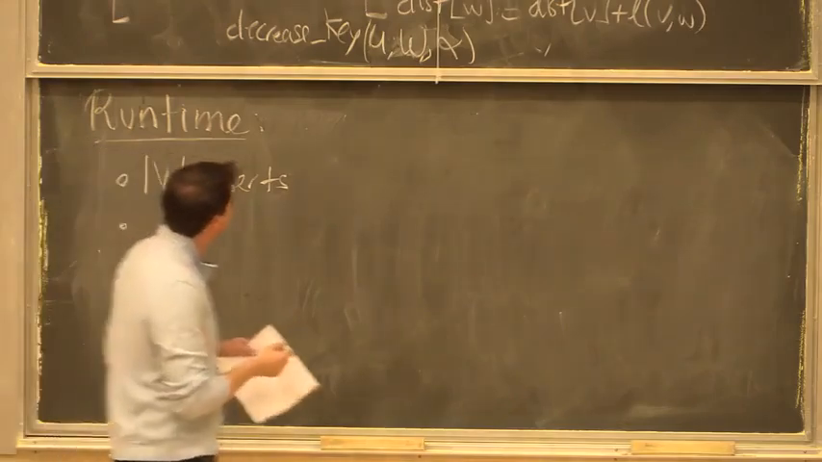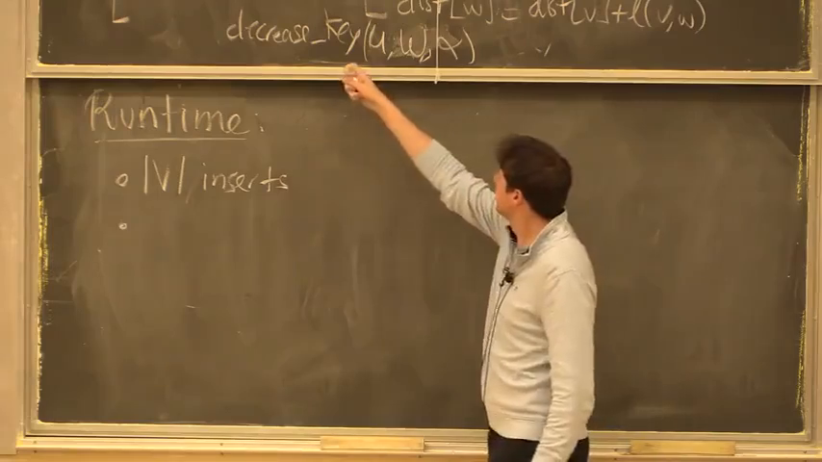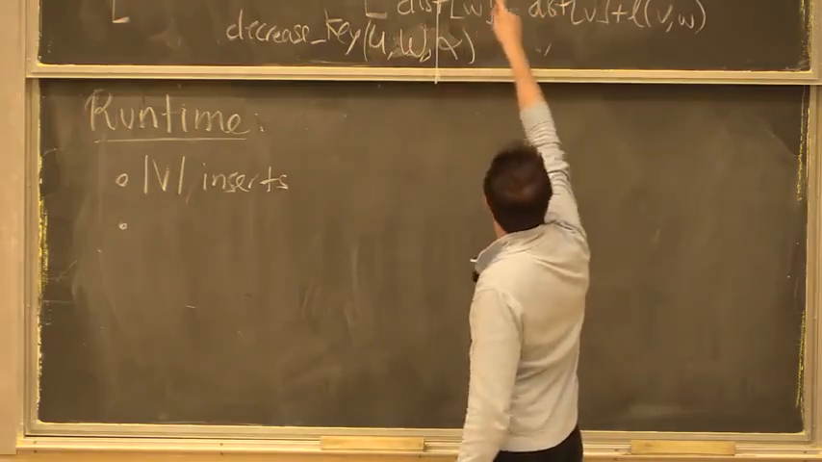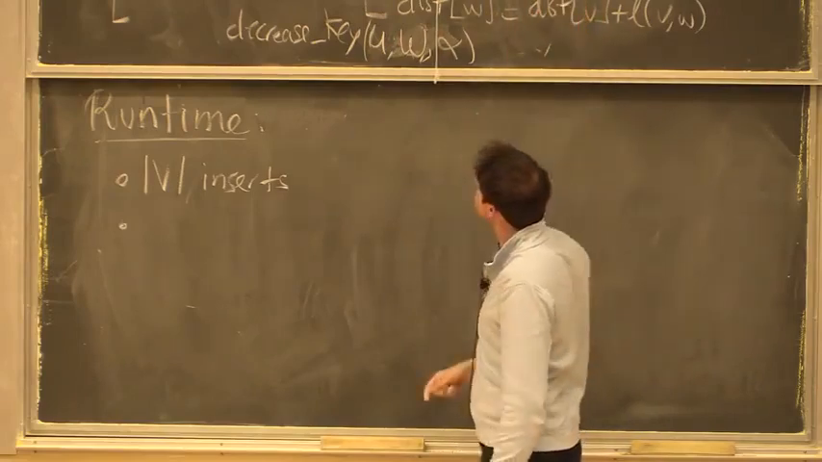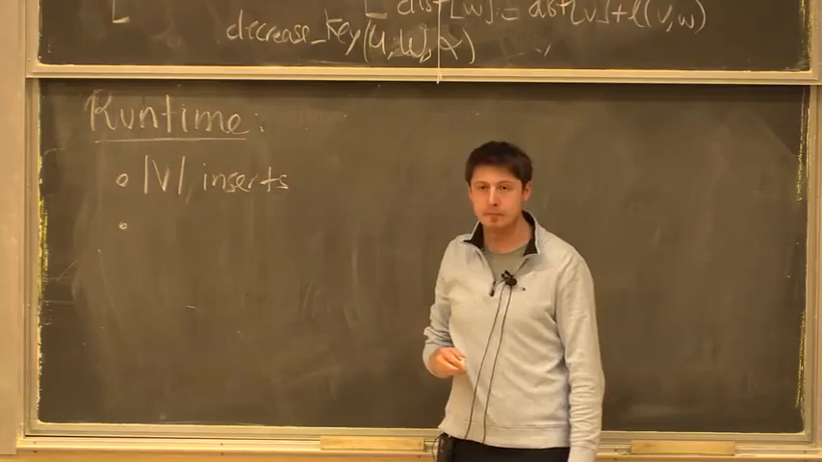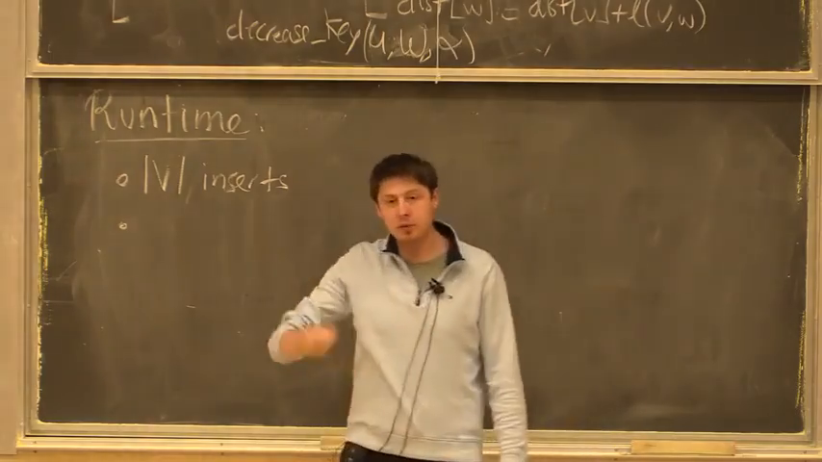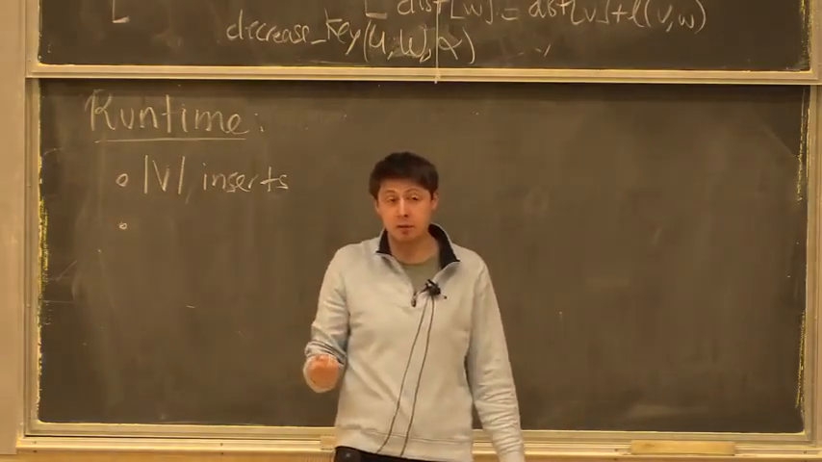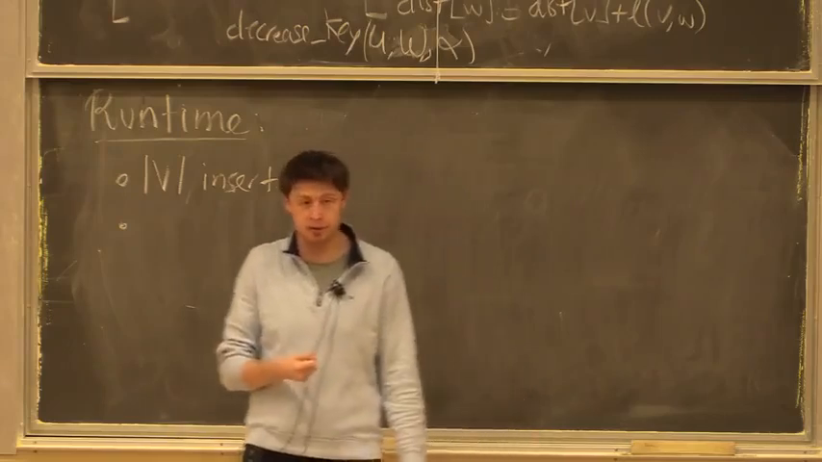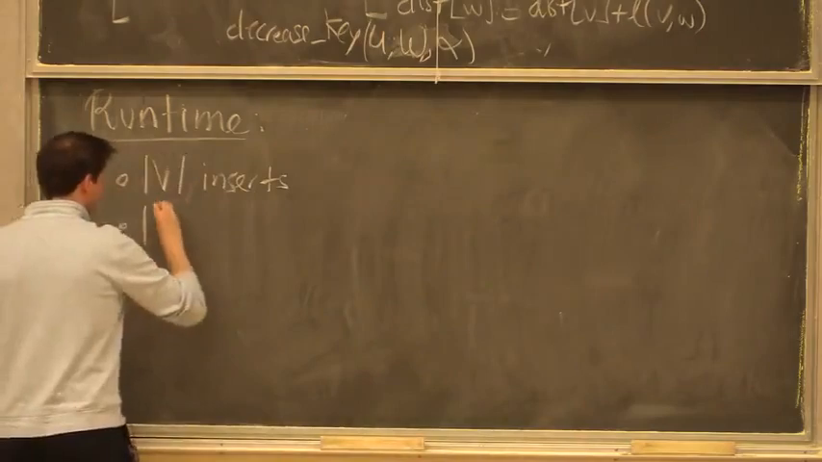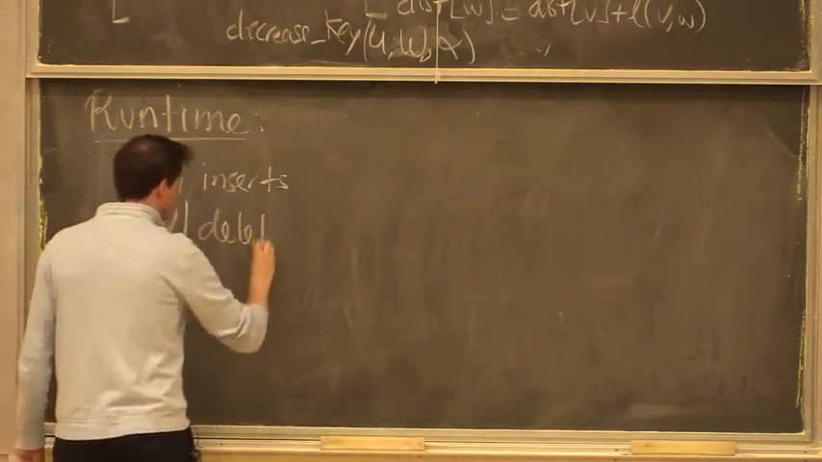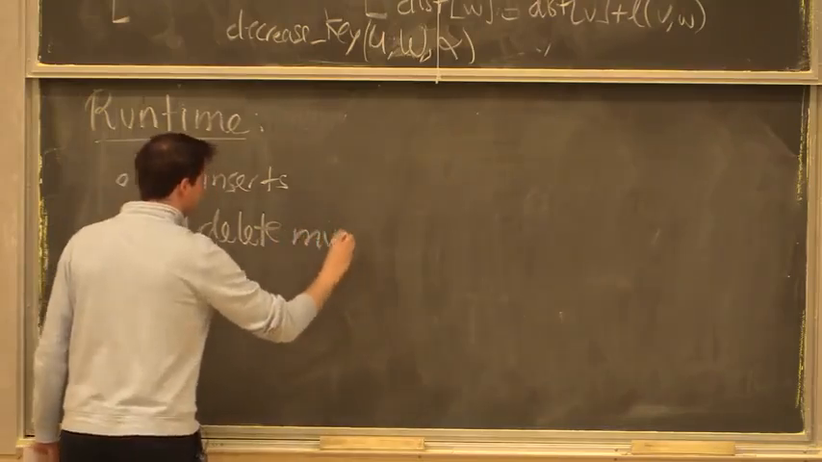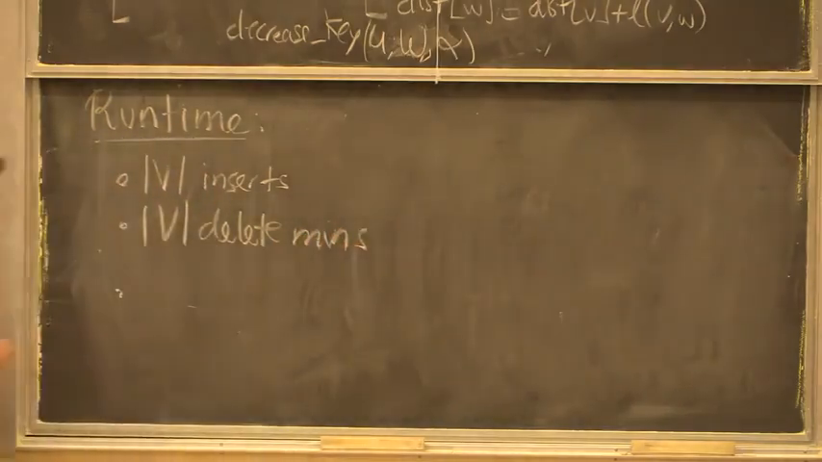How many delete min are we going to do? V, because once we take something out, we never put it back, since it's now part of the known region, or we took it out of the unknown region. So we have V delete min. How many decrease keys do we do in total?